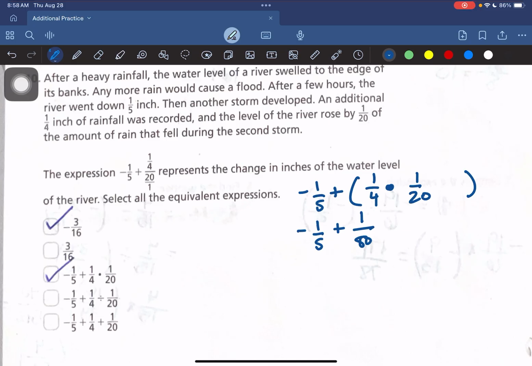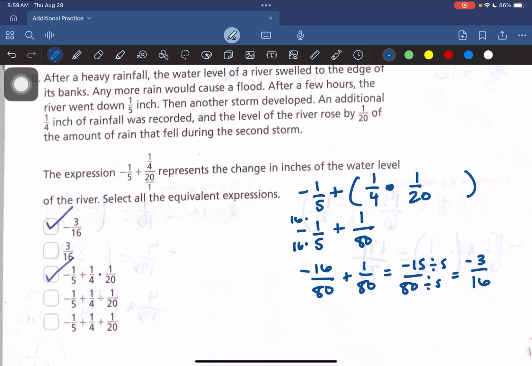80 divided by 5 is 16. So I would multiply -1 times 16. -16 over 80 plus 1 over 80 would give me -15 over 80. We can divide both of those numbers by 5, which would give me -3 over 16. So I just wanted to explain how we got this first answer. So that's how we got the -3 over 16. And then right here, that's just what was worked out right there.